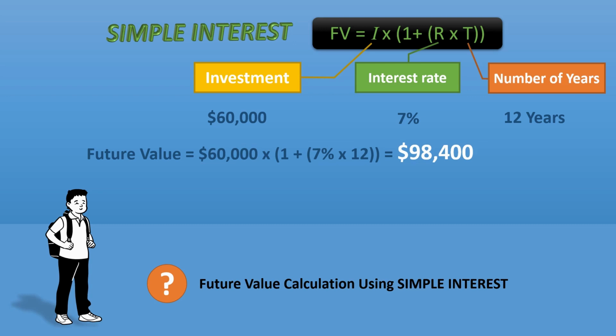The future value of $98,400 has investment portion of $60,000 and the remaining portion is interest being calculated on simple interest basis. Unlike compound interest, the investor can withdraw the interest earned anytime during the term of investment.